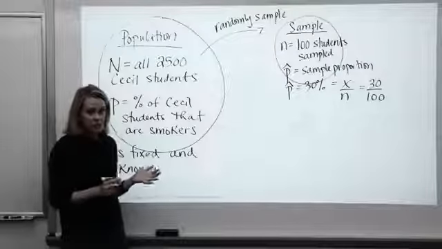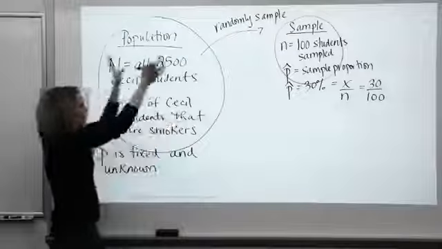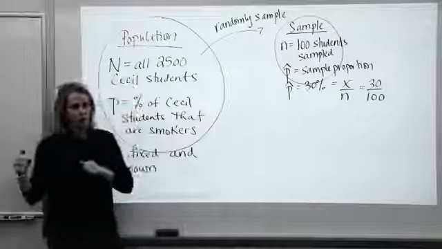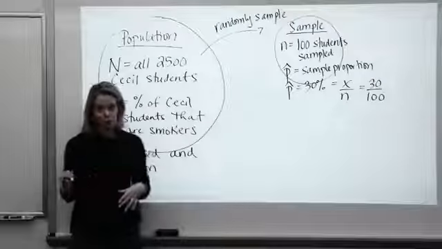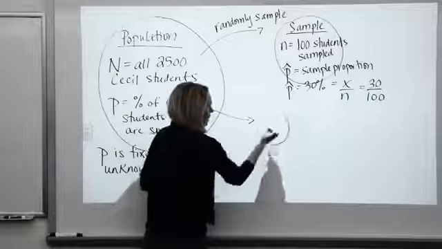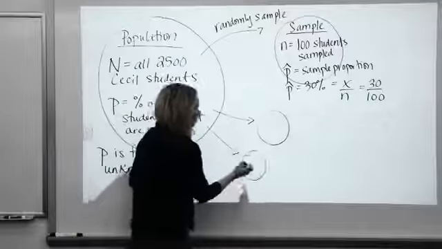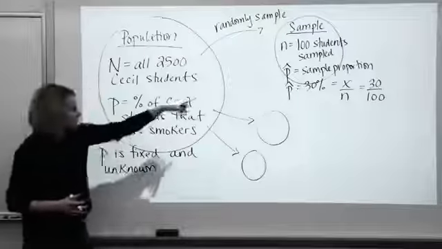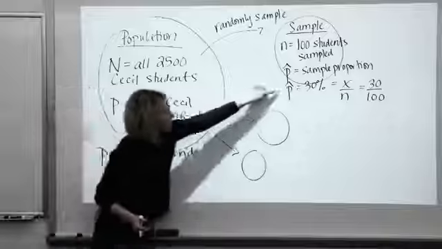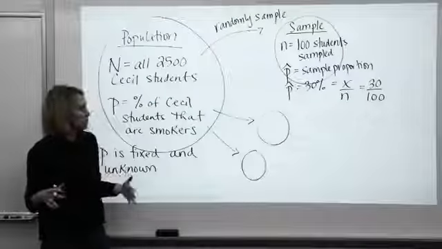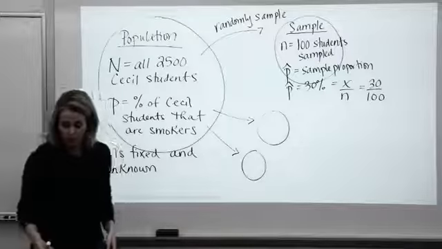But what if theoretically we took those 100 students, dumped them back in the population, randomly took another sample of 100 students and looked at the sample proportion? What would happen again? We could do this again. We could take a second sample. We could take a third sample. So what would happen if we sampled over and over again? Those sample proportions are not going to be the same for this sample and this sample and this sample. So those sample proportions will change from sample to sample.